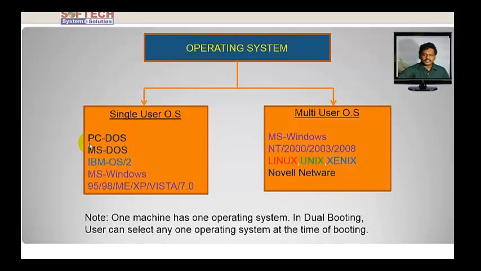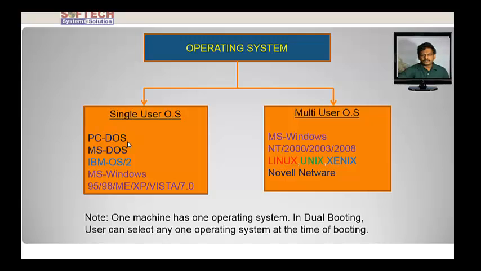So they developed one operating system to control and manage the personal computer. That operating system is PC-DOS, developed by Bill Gates for IBM. That is Personal Computer Disk Operating System.